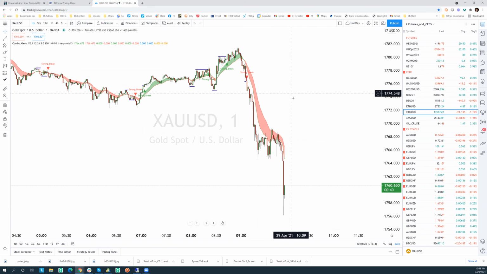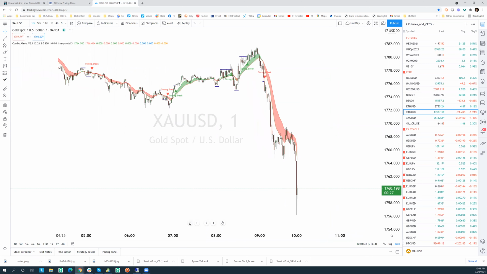So, this is gold on a 1 minute chart, right? Totally fallen off a cliff from about, wow, $20. Why did gold fall so hard? That's really unusual. It really dropped like a stone.